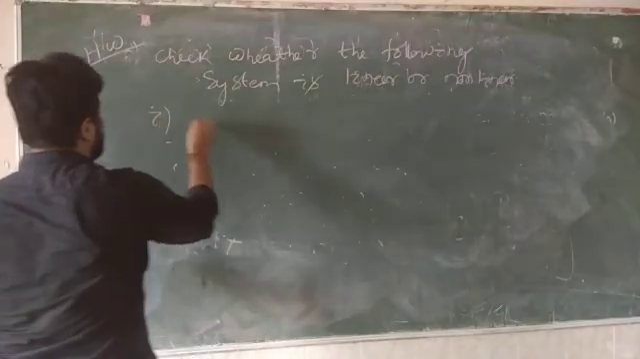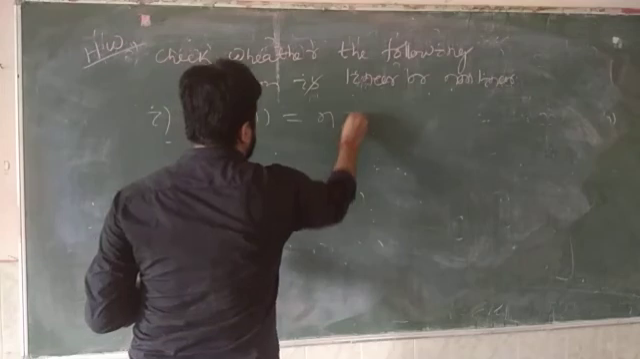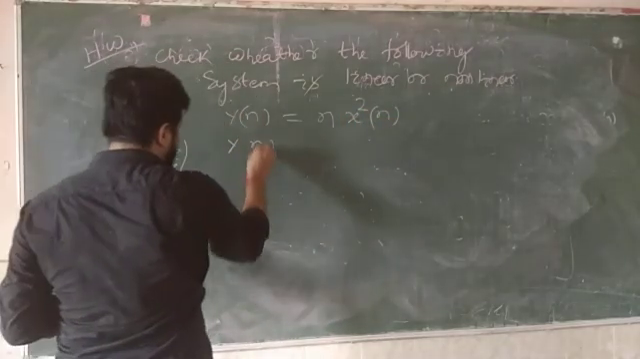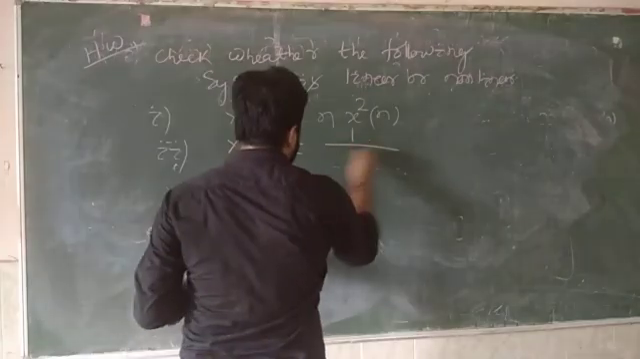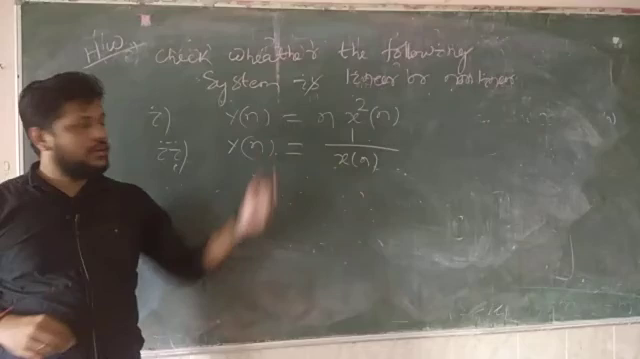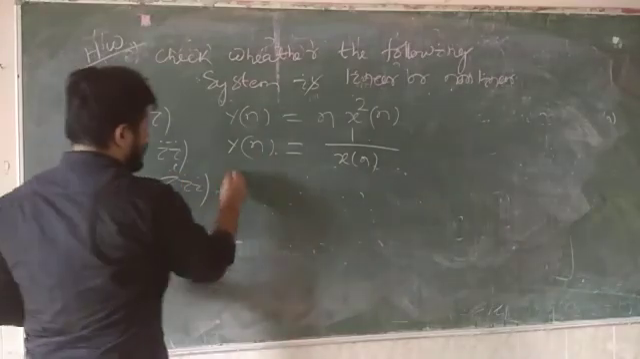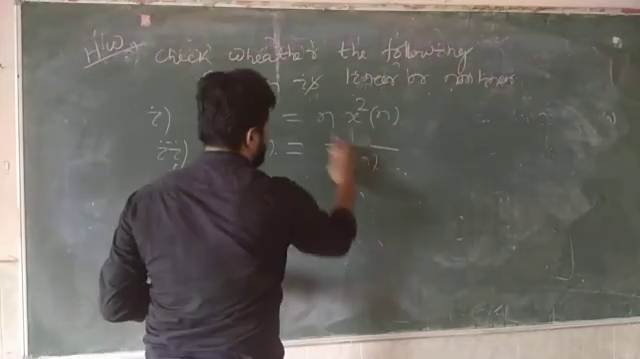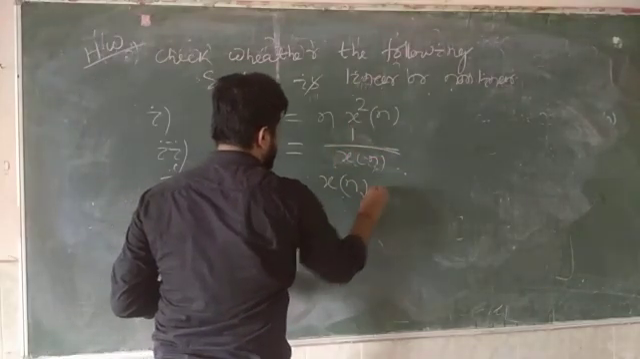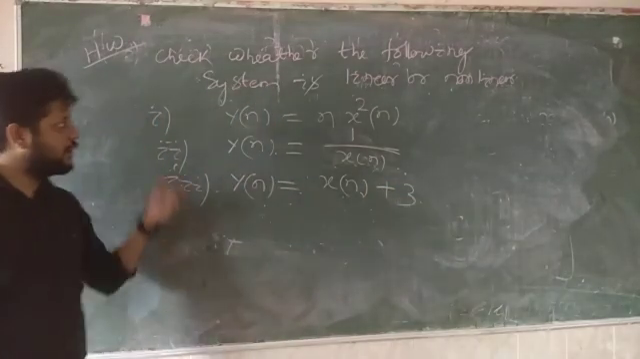The first question will be y[n] equal to n x squared [n]. The second one will be y[n] equal to 1 by x[n]. These two systems you have to verify whether they are linear or non-linear. Then another question, y[n] equal to x[n] plus some constant 3. So we have to check whether these systems are linear or non-linear.